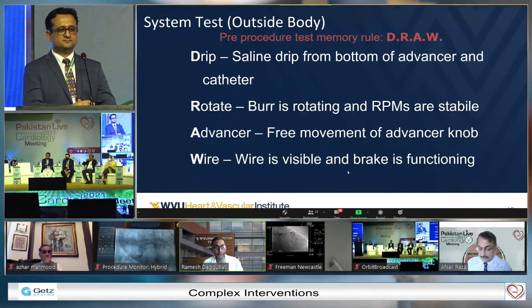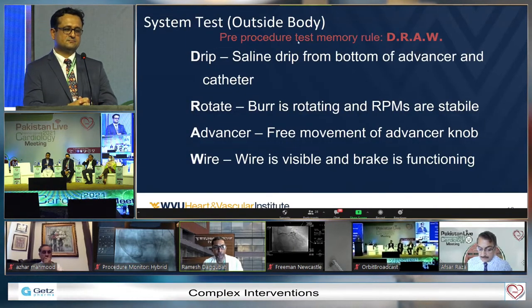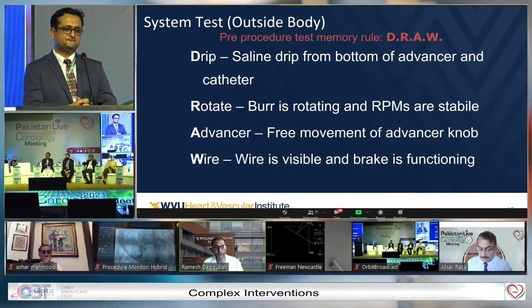So outside the body, these are the drive technique, the drip, rotablator advancer, and wire.